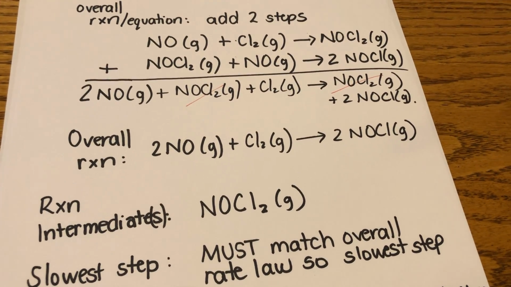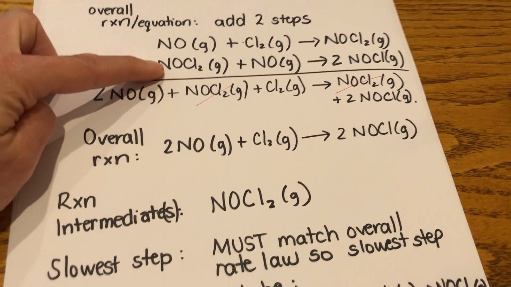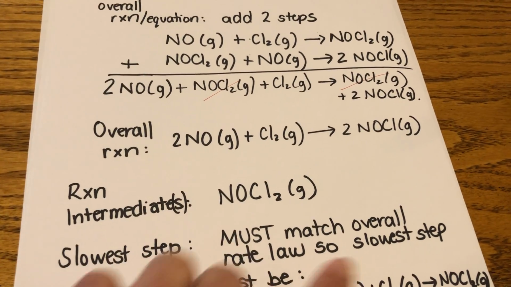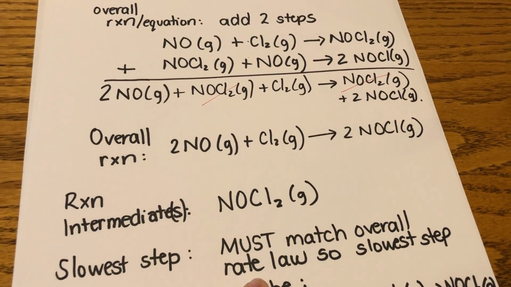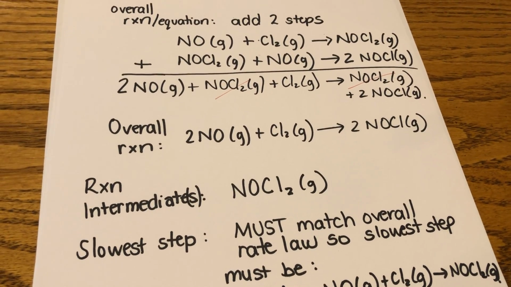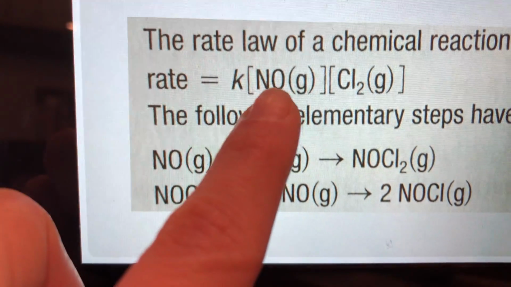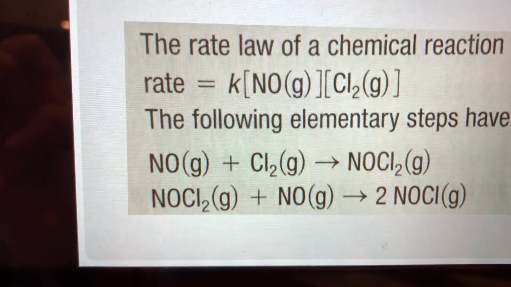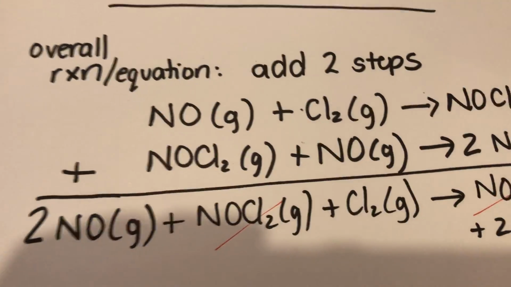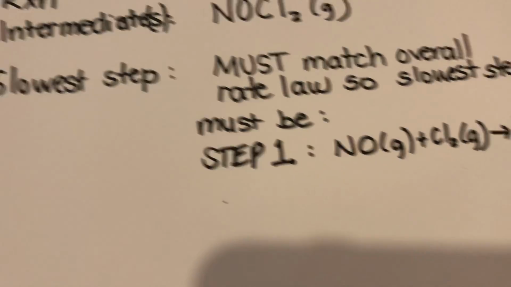Okay, so what is our slowest step in these two steps? How do we figure that out? So the slowest step must match the overall rate law that's given in the question. So the slowest step must be, let's go look at our question again. Our rate law is given right here. So our slowest step must have NO and Cl2 in the reactants. Okay, so let's take a look. Which step has NO and Cl2 in the reactants? The first step right here. Okay, so that is our slowest step.